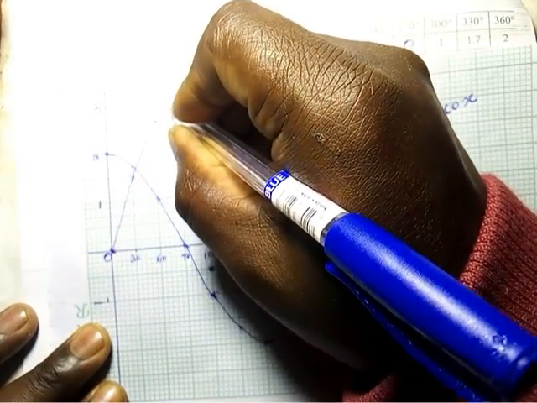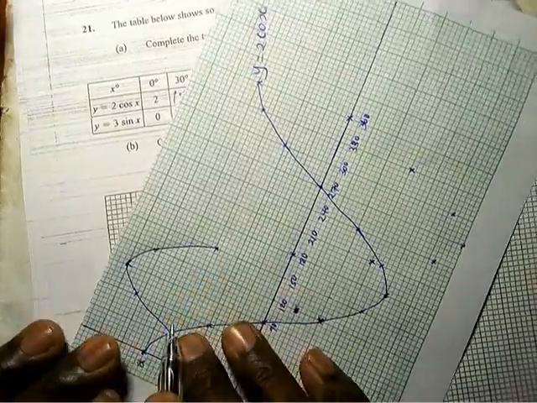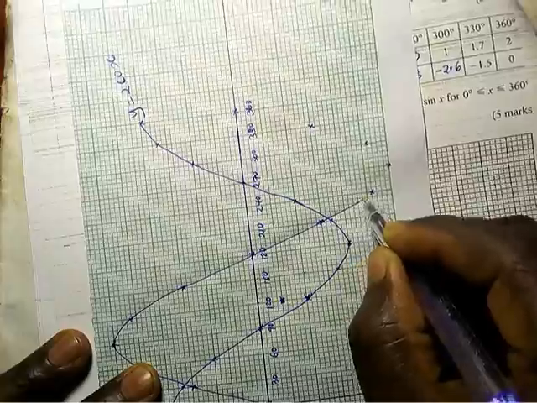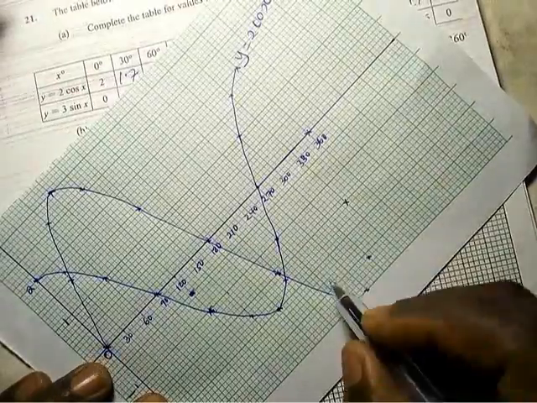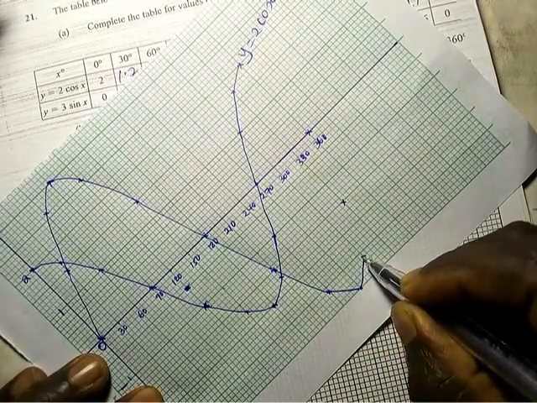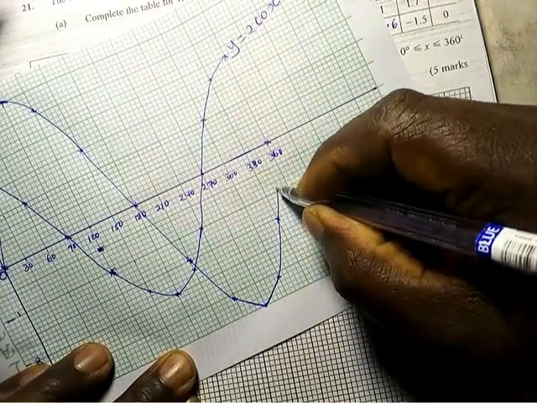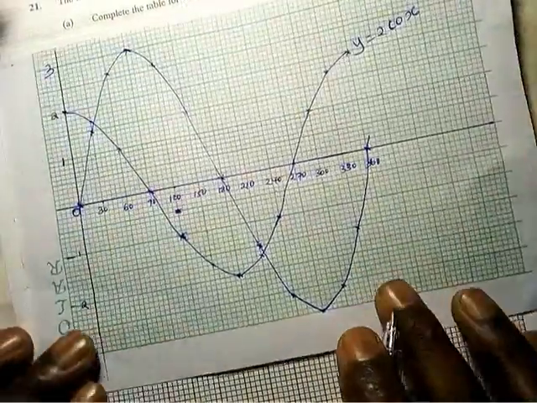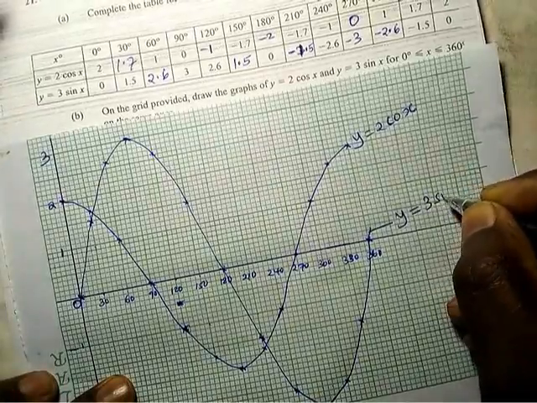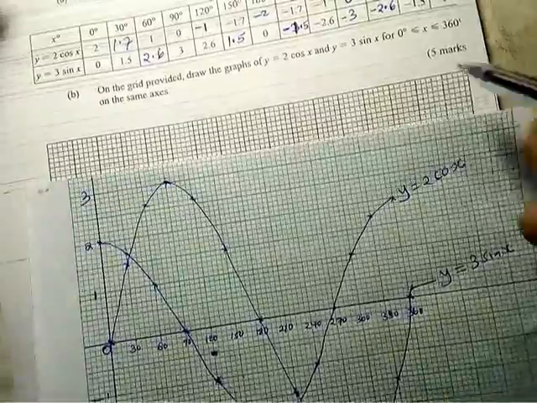You don't use a ruler, you just use a free hand, like this. A smooth curve like this, like that. You see, I'm using a free hand. Now we have these two curves, and name this one y is equal to 3 sin x. So by so doing, you have your marks scored. 5 marks, 3 marks.